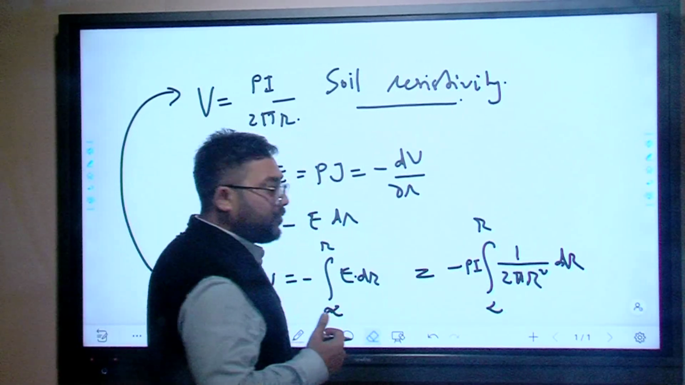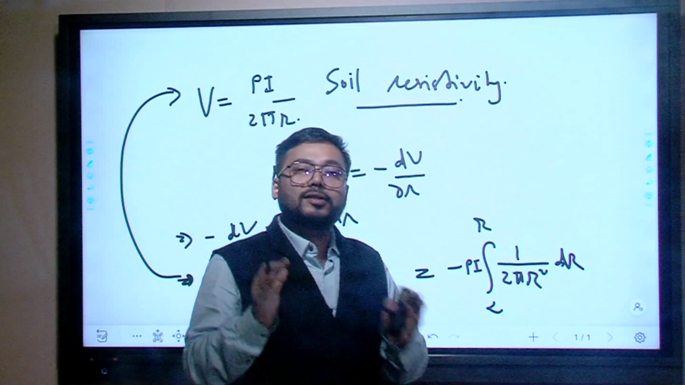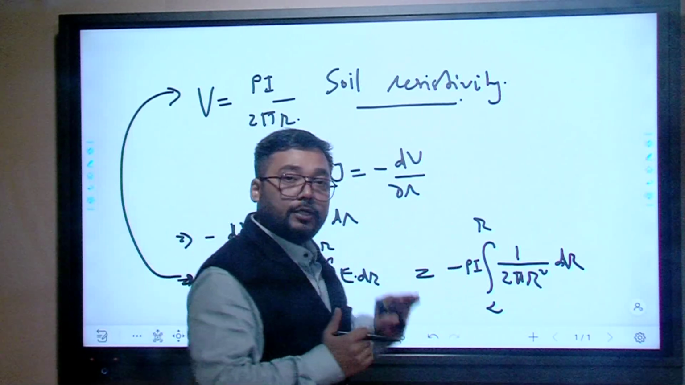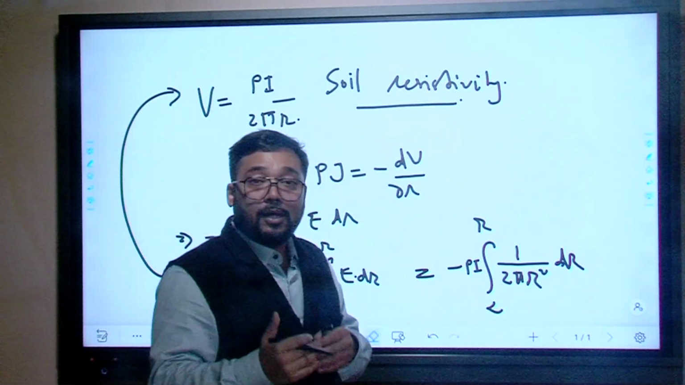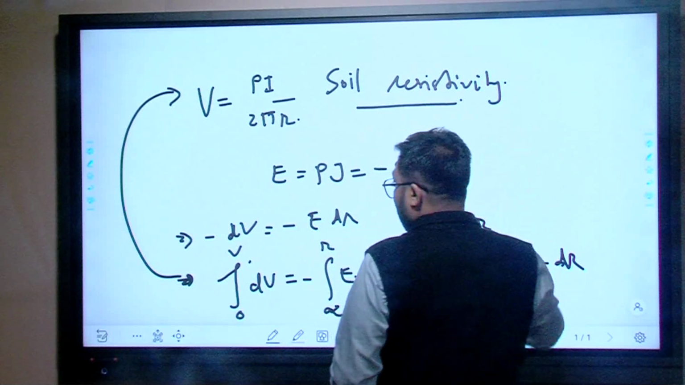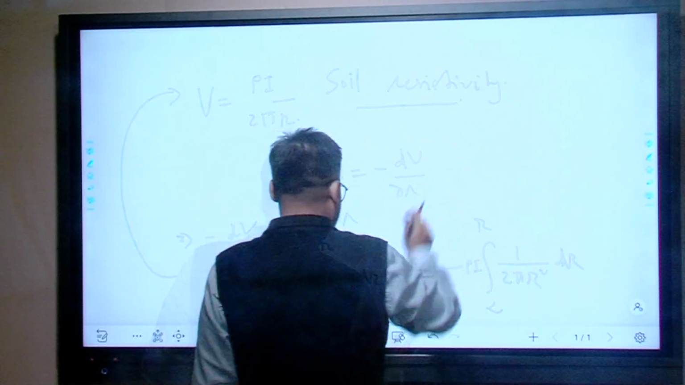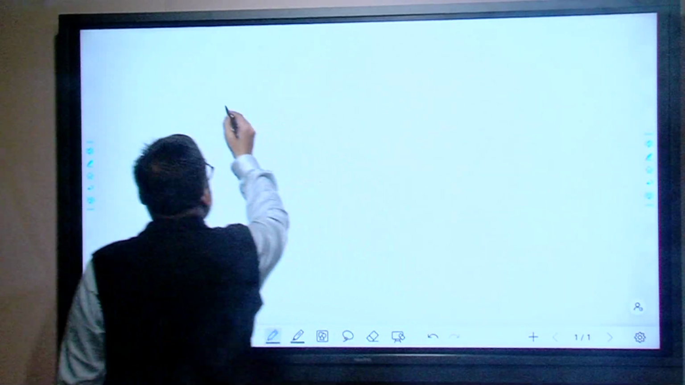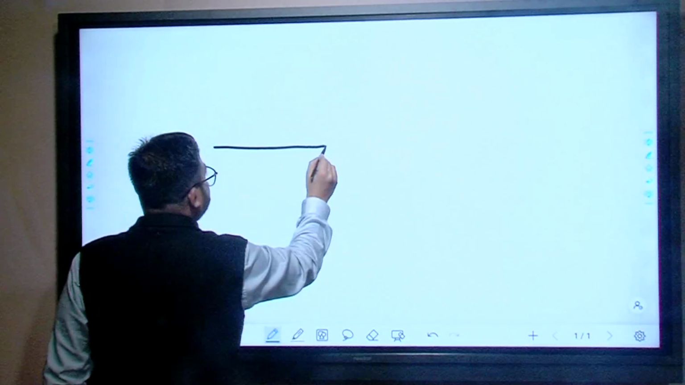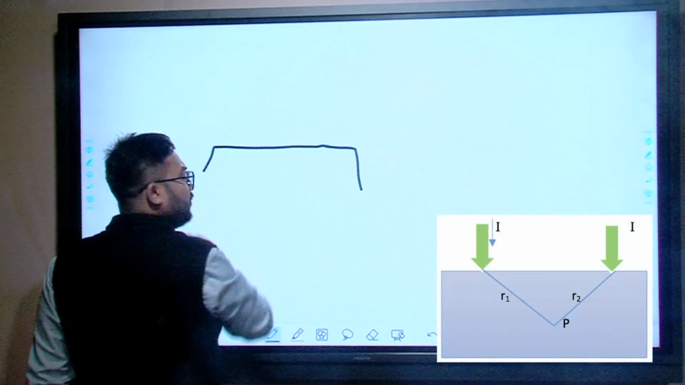Now the setup that we have considered earlier is a single electrode setup, through which we have just shown how to calculate this formula. Now we will consider the two electrode setup. So what should the scenario be? This is my ground, okay, let's say this is my ground.